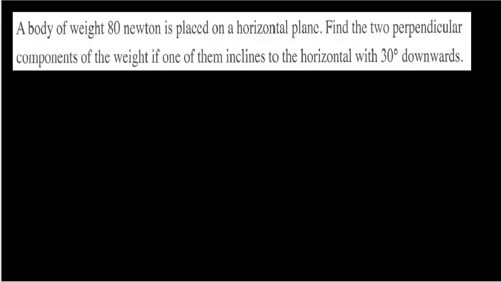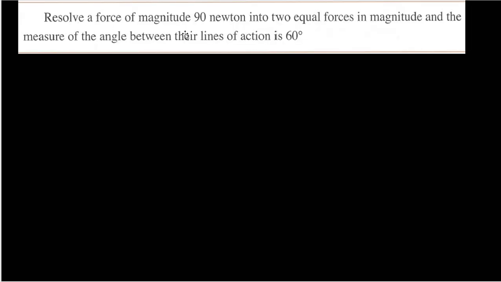Now the next problem says: Resolve a force of magnitude 90 newtons. I'll resolve the 90 newtons, but how is the 90 newtons described? Into two equal forces in magnitude, and the measure of the angle between their lines is 60 degrees. What does this mean? I have a force of 90 newtons to resolve. I'll say this is 90 newtons.